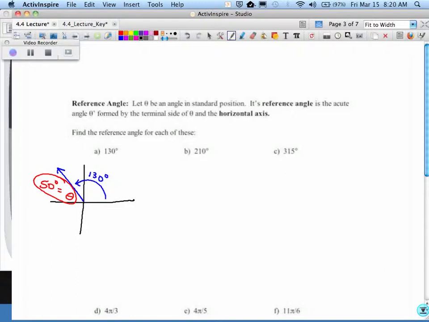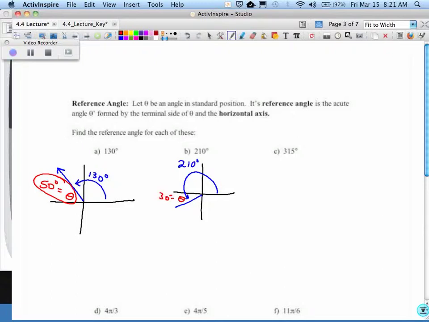Okay, 210. 30. Put the terminal side in approximately the right location, so that's somewhere down there, right? 210, if you're thinking about your unit circle. Well, what's my space between the terminal side and the x-axis? Right. So you've gone from 0 all the way to 180, and then 30 more. So 180 to 210 is what I'm asking. How far is that? So that's 30 degrees.